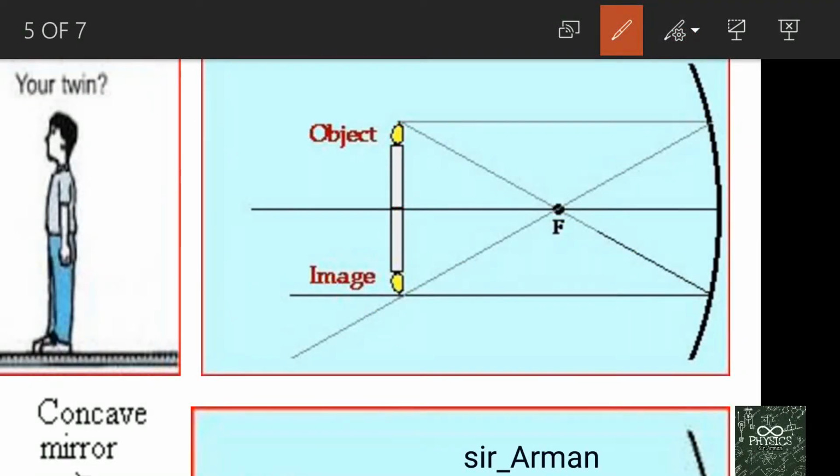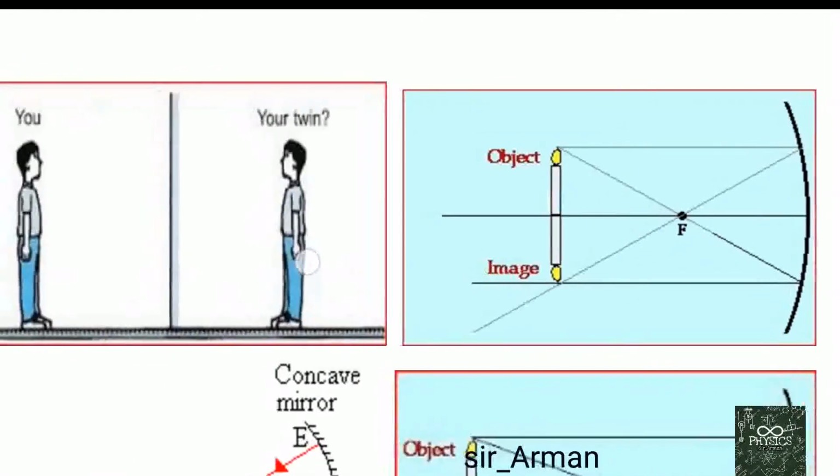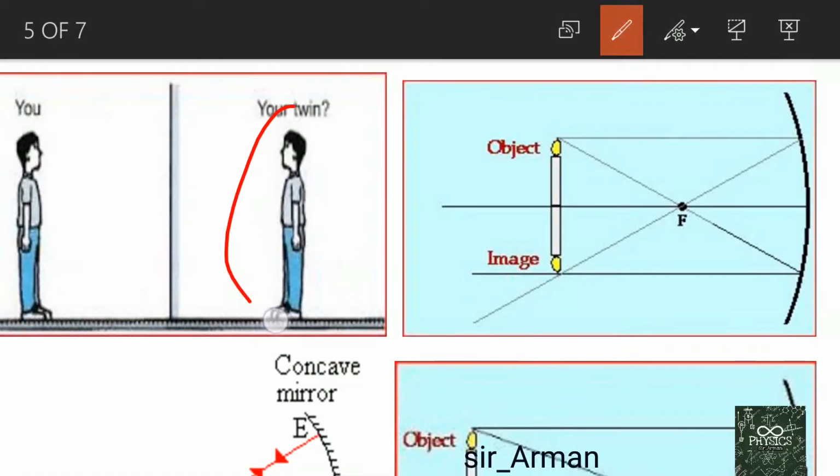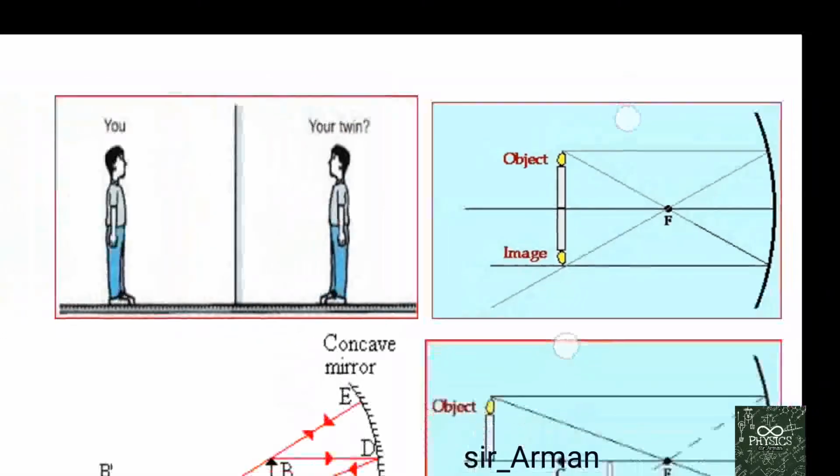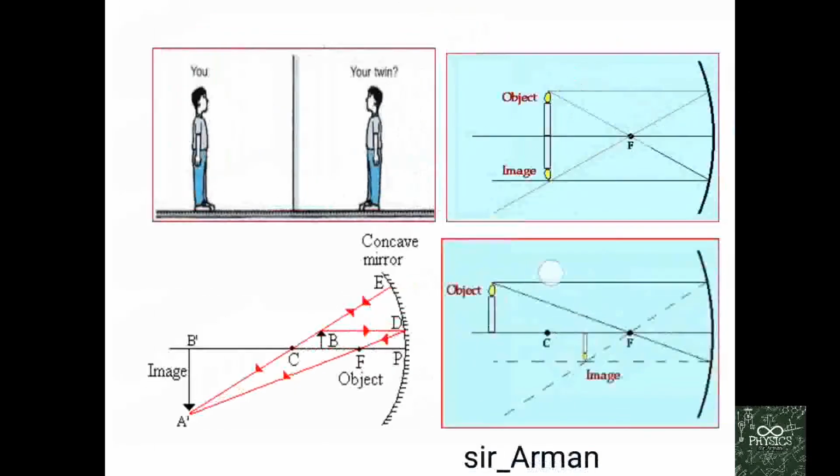Why real? See, in the first picture, the image is behind the mirror, so it is virtual. But here we have obtained the image in the real world. That is, if we keep a screen here, then we can observe the image. So the image is real. Magnification is 1, the object height and the image height are the same, but it is real and inverted. So the minus sign indicates that the image is real and inverted.